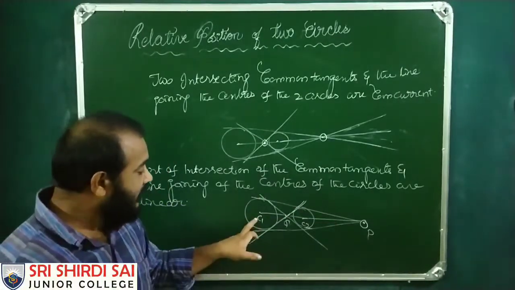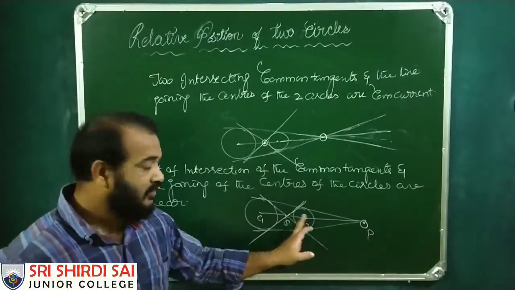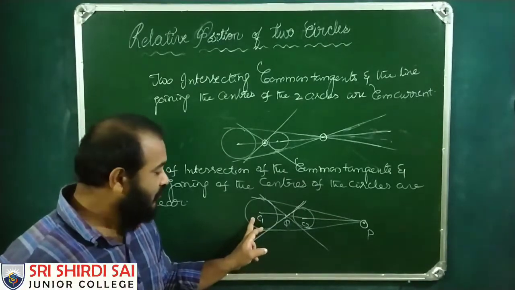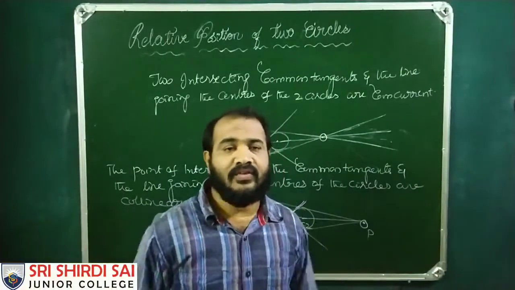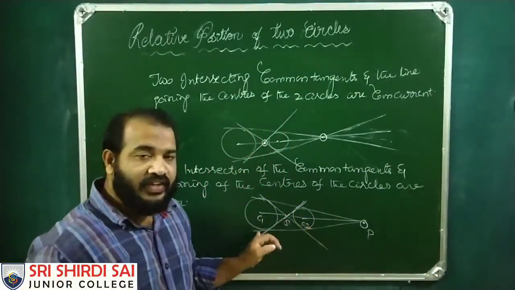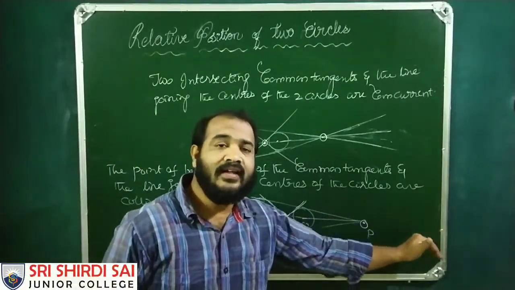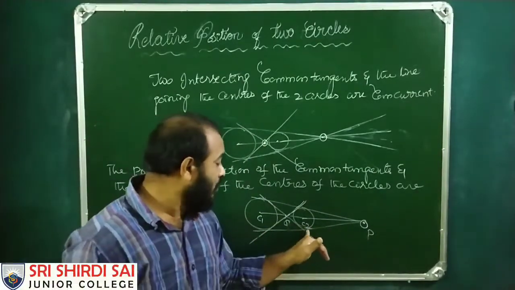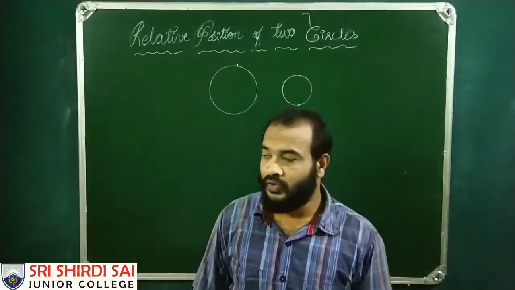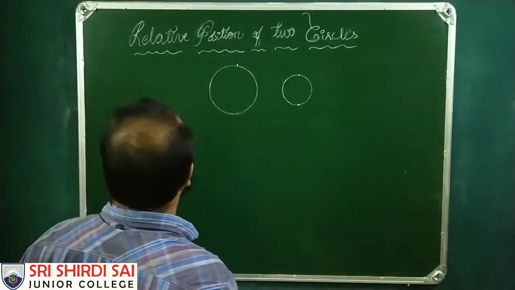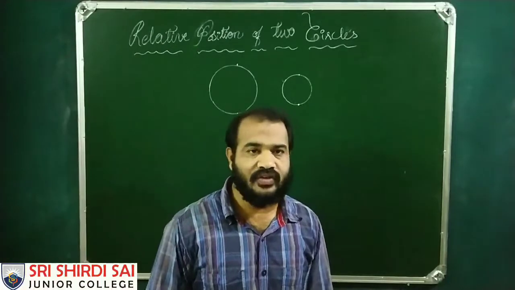Now C1, C2 are the centers of the two circles. The line joining the centers of these two circles, C1, C2, Q, P are all lying on the same line. Therefore, the centers C1, C2, the internal center of similitude and the external center of similitude are all lying on the same line. So C1, C2, P, Q are said to be collinear points. Now we shall describe the various possibilities of the relative positions of two circles.